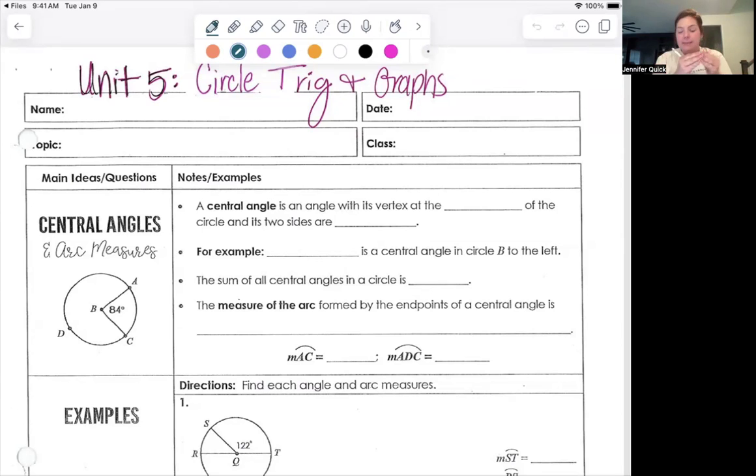Lesson number one, let's call it 5.1, is going to be about this thing called a central angle and the measure of the arc that it creates. So what I want you to visualize in this first section is a pizza or a pie or something circular that you love. We're going to talk pizza. If you want to talk pie, that's fine, but I'm a pizza person, so let's talk pizza.